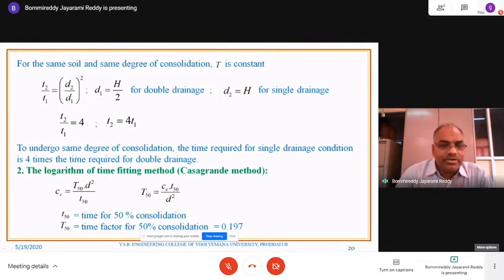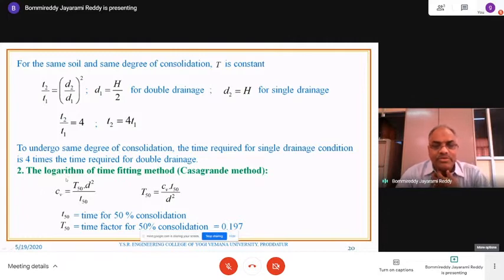For the same degree of consolidation, the time required for single drainage condition is 4 times the time required for double drainage. So that means when more drainage is provided, the time required for the same amount of consolidation is less.